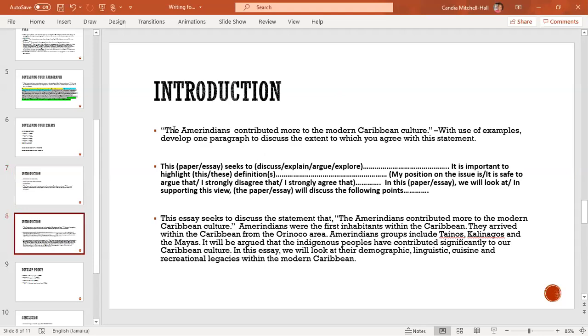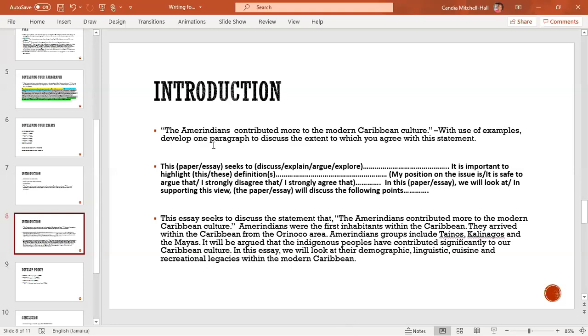So for example, this is a question. If I go into the exam, I see this question. The Amerindians contributed more to modern Caribbean culture. With the use of examples, discuss the extent to which you agree with this statement. So I start by introducing the question. So this is my introduction of the question. This essay seeks to discuss the statement that the Amerindians contributed more to the modern Caribbean culture, just like what Gilbert would have done. So she did a very good job at introducing.